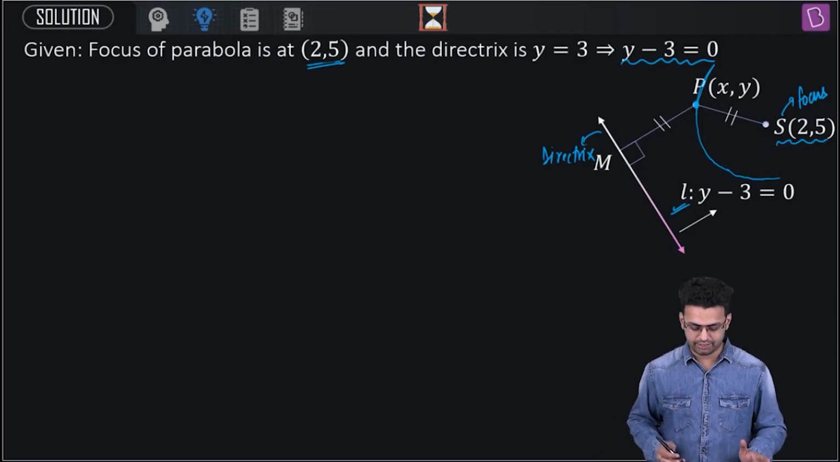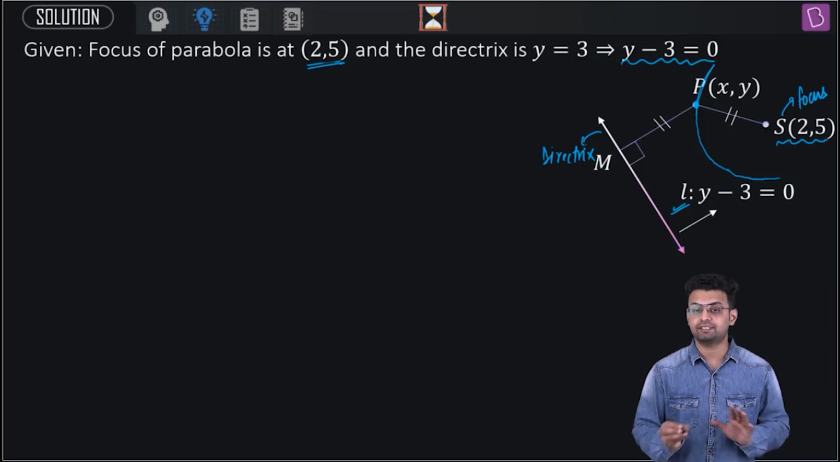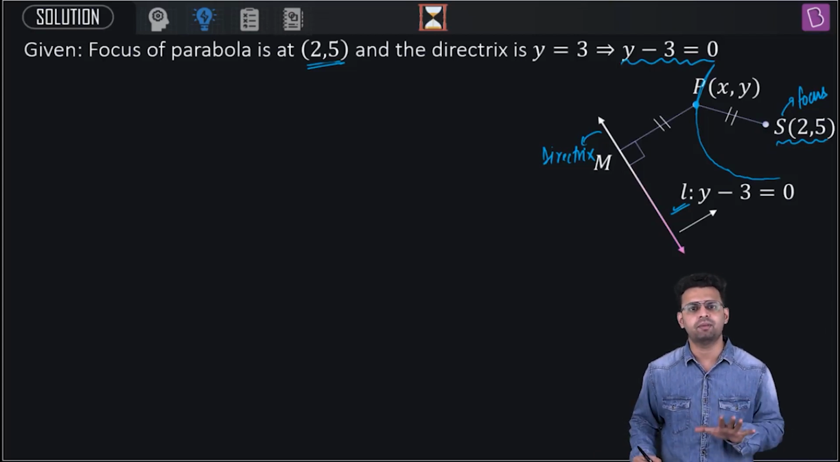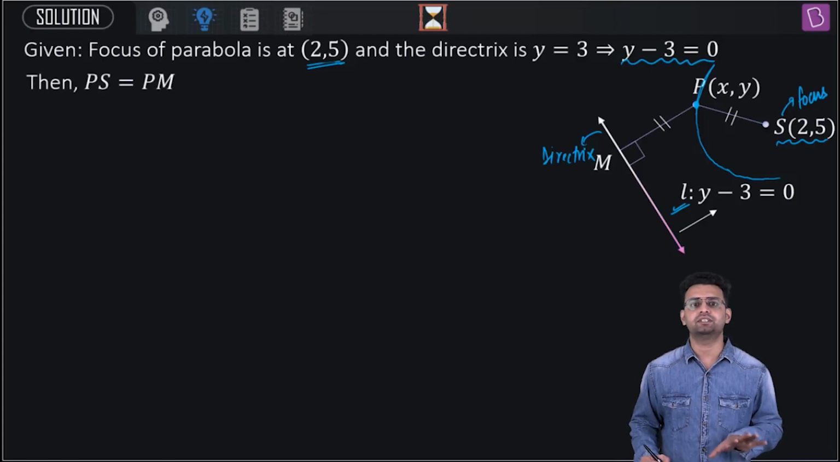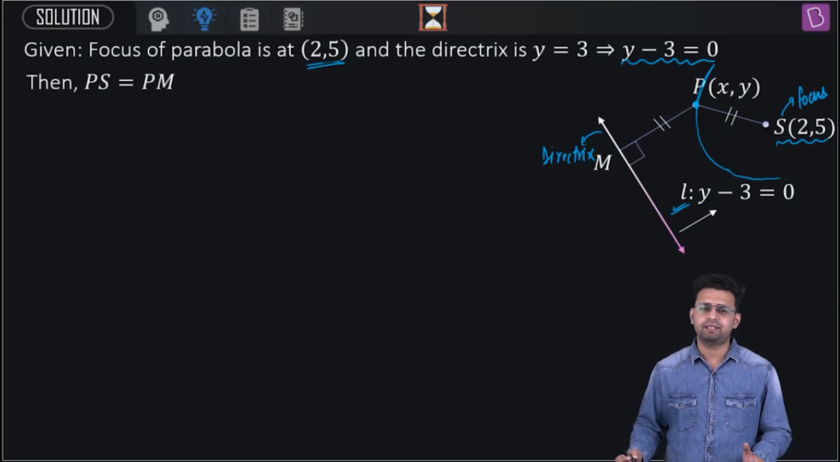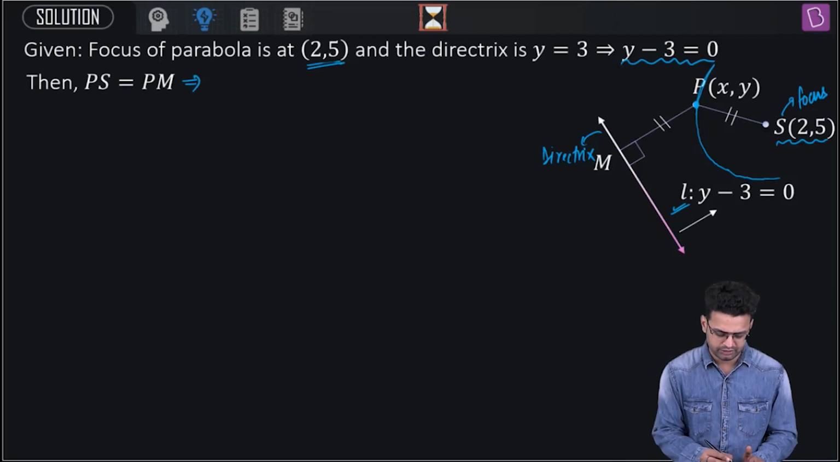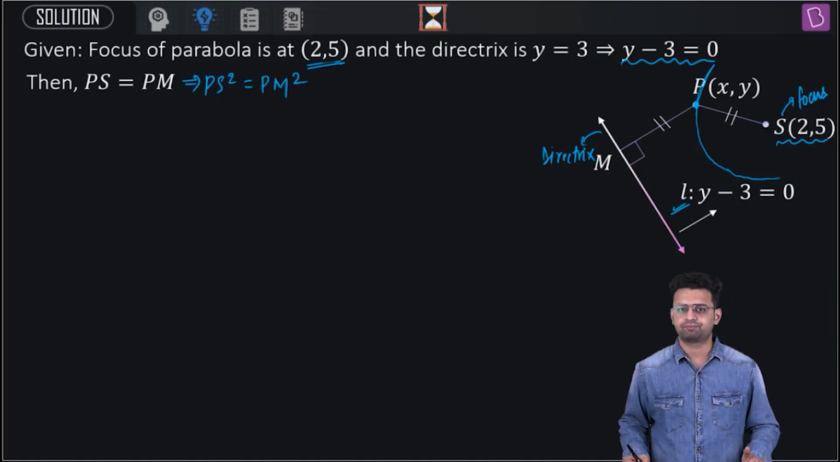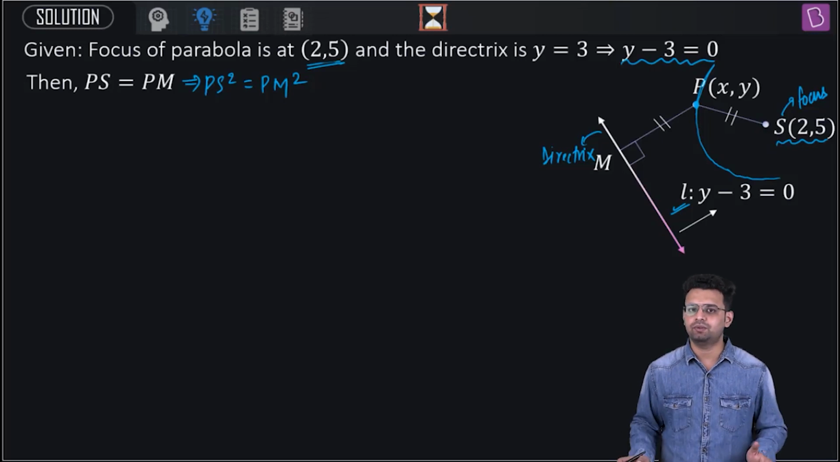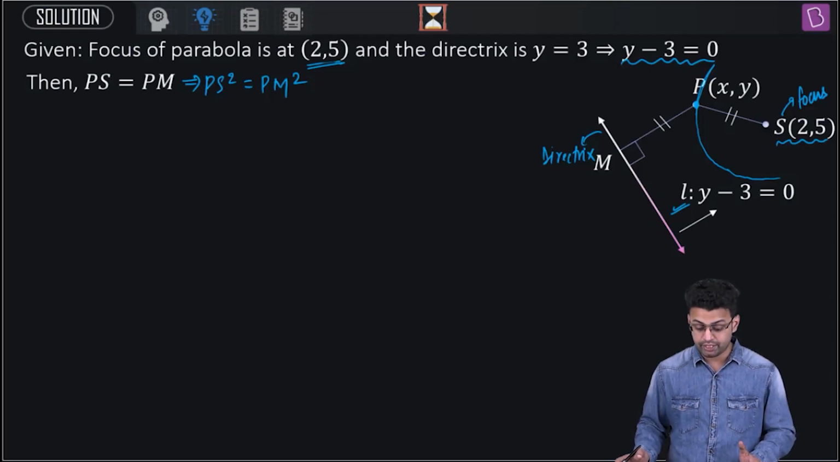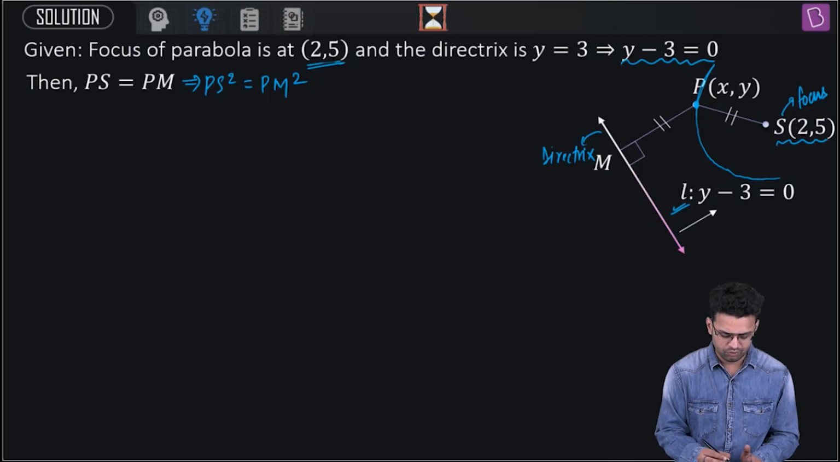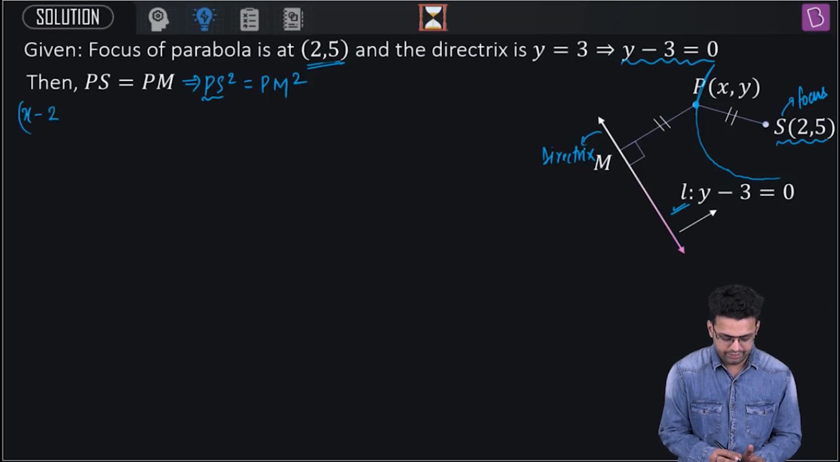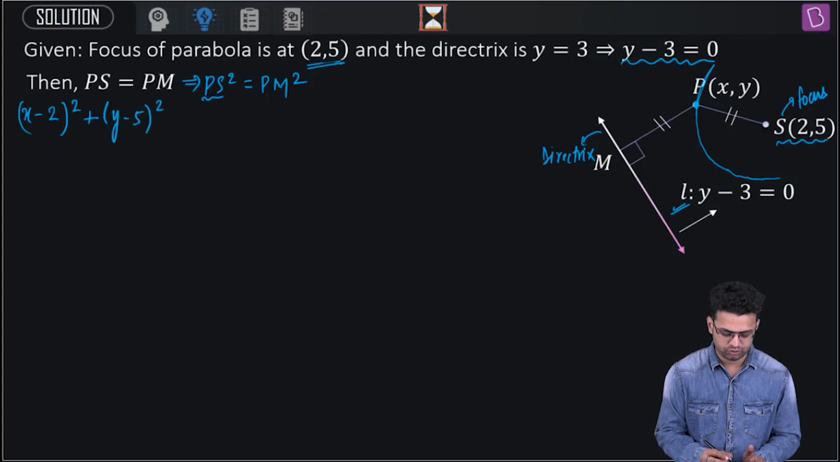Now, according to the property, the distance of P from S is always going to be equal to the distance of P from M. So, we have PS = PM. Now, if I square both the sides, what I'll get? I'll get PS² = PM². The distance PS can be calculated by the distance formula, right? So PS² is going to be equal to (x - 2)² + (y - 5)².